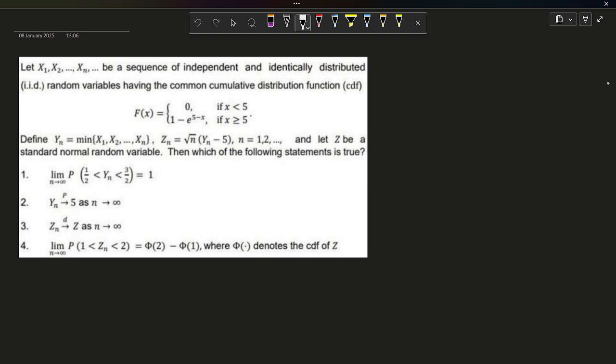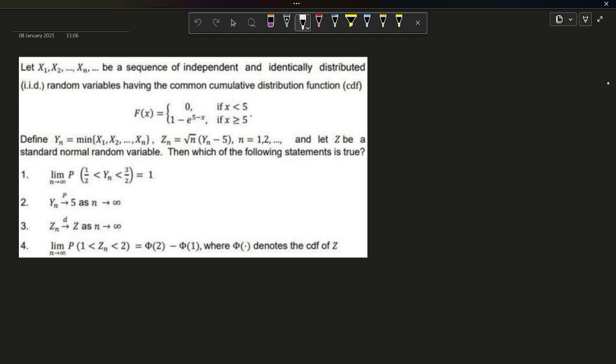We are solving some previous year questions. This is from statistics. The question says: let X1, X2, ..., Xn, ... be a sequence of independent and identically distributed (IID) random variables having the common cumulative distribution function (CDF) F(x) equals 0 when x is less than 5, and 1 minus e to the power (5 minus x) when x is greater than or equal to 5. Define Yn as the minimum of X1, X2, ..., Xn, and Zn equals root n times (Yn minus 5), that means the minimum minus 5, where n runs from 1 to infinity.